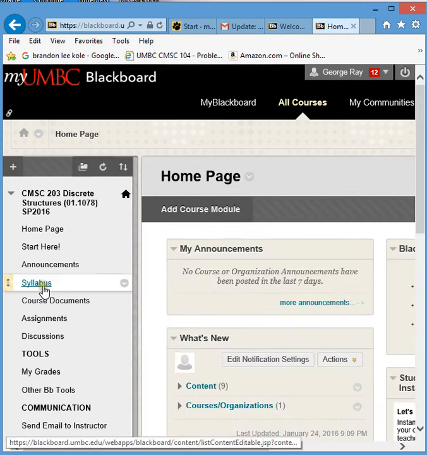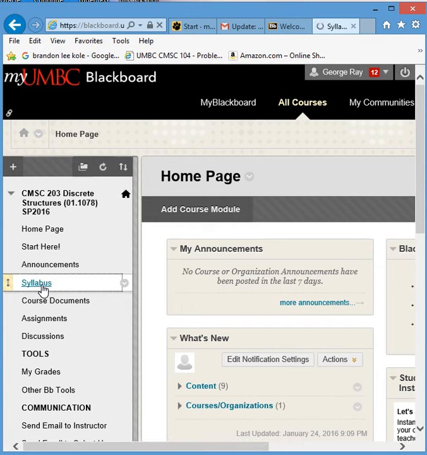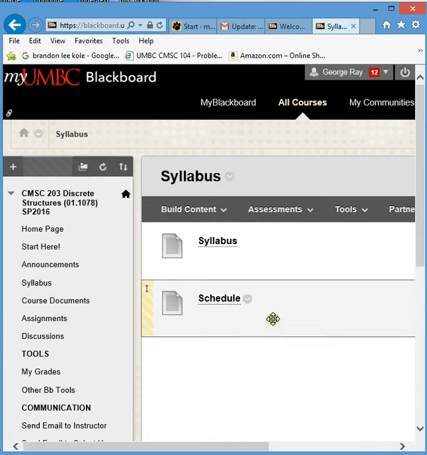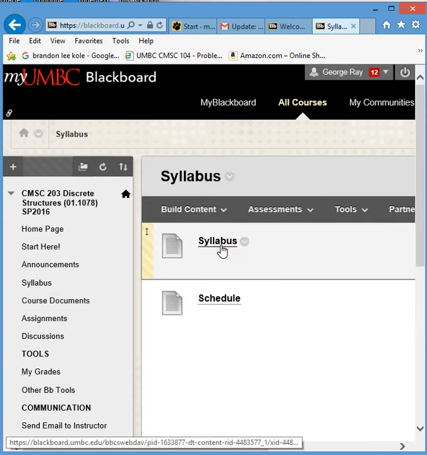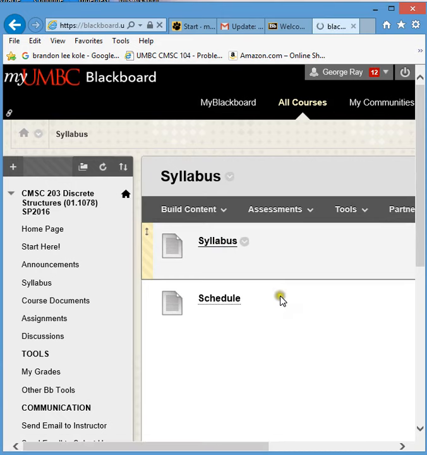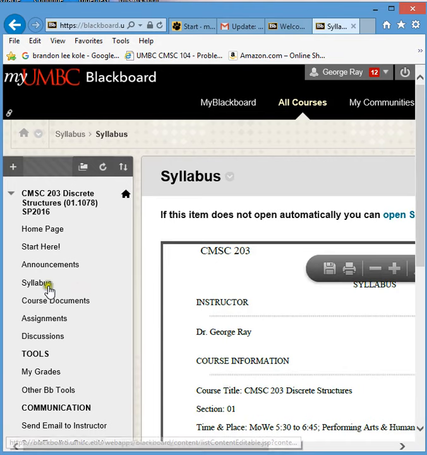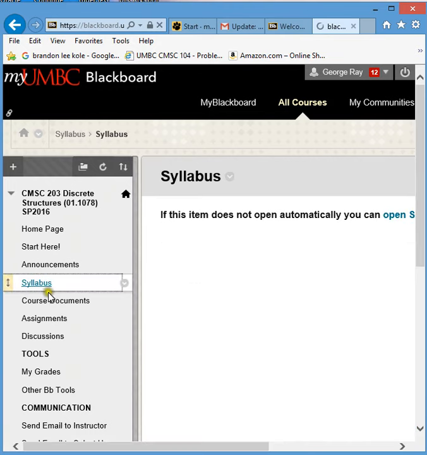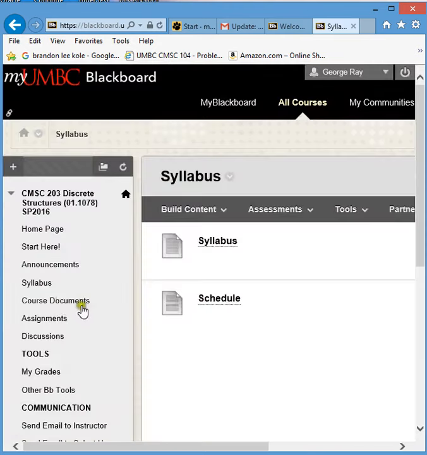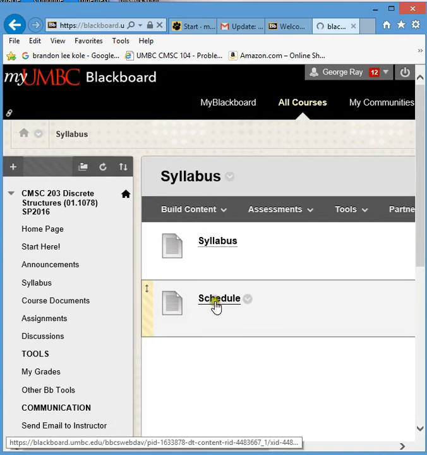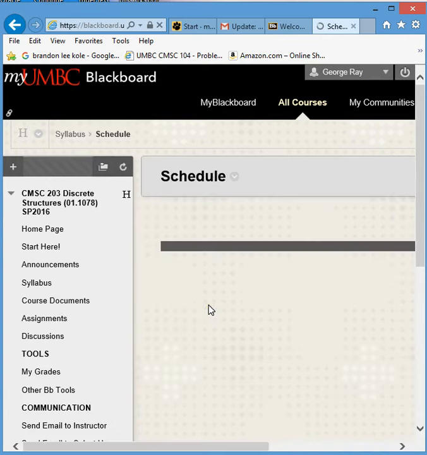And here I've got my menu on the left side, the left navigation menu. I can click on Syllabus, and I'll see the course syllabus that goes over topics germane to the course, and also the schedule, so you can have an idea of what's coming up.